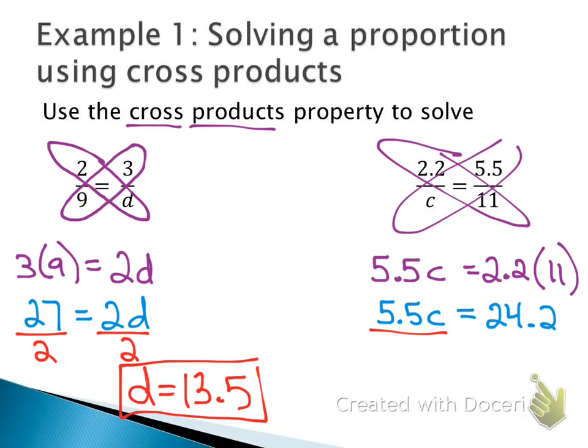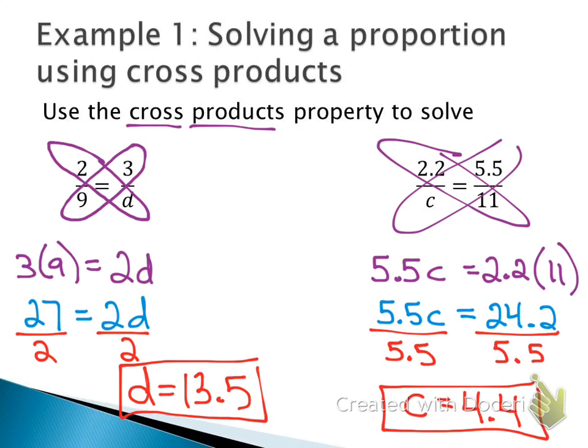Whatever is attached to my variable, you agree that I'm multiplying 5.5 times c, right? So I need to do the opposite operation to get c by itself. Divide both sides by 5.5, and c equals 4.4. And I box it in. All right, so that's how you would solve a proportion using cross products.